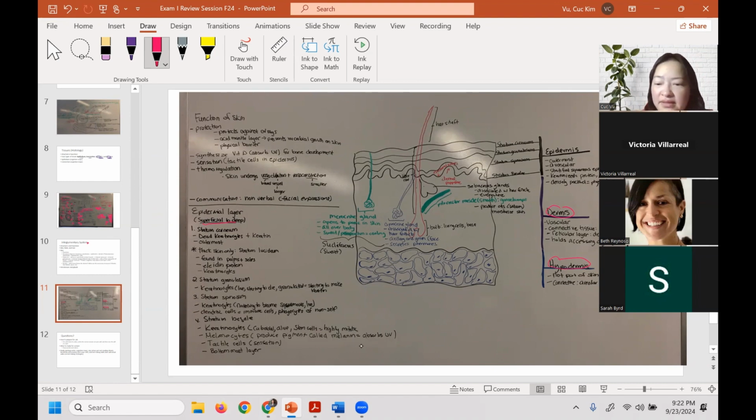I always try to remember how the hypodermis is not part of the skin, because I feel like a lot of us get that confused since it goes from superficial to deep. It seems like it's all together and it's not. That's right. That's right.